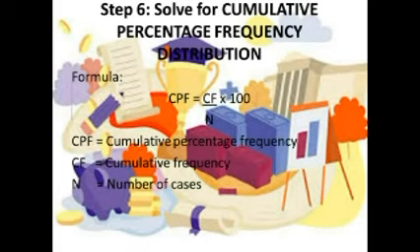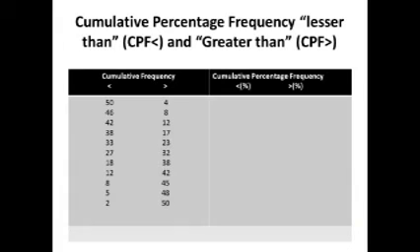Last step, solve for the cumulative percentage frequency distribution using the formula CPF equals CF over N times 100, whereas CPF is the cumulative percentage frequency, CF is the cumulative frequency, and N is the number of cases. Let's solve first our cumulative frequency lesser than.